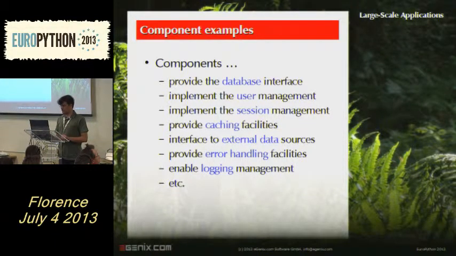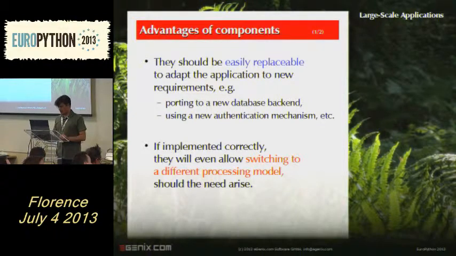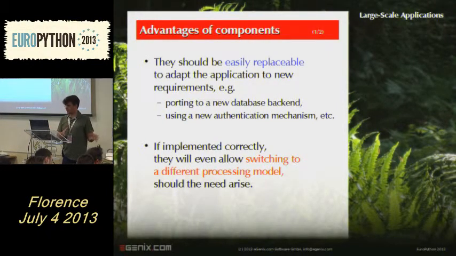So these are a few examples of components. Like I already mentioned, you have a database interface, user management, session management, caching, lots of others. And as I said, they need to be easily replaceable. If you get that right, you can even change the processing model afterwards. So refactoring goes a long way in that case. Changing the processing model means, for example, you go from a multi-threaded application to a multi-process application.